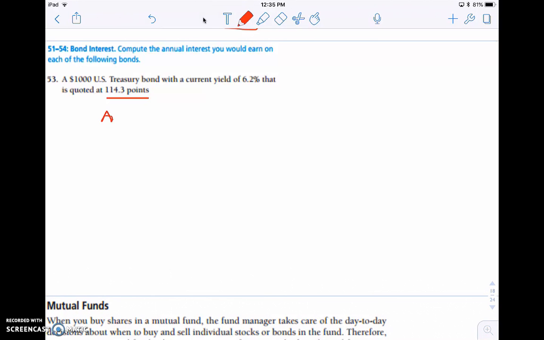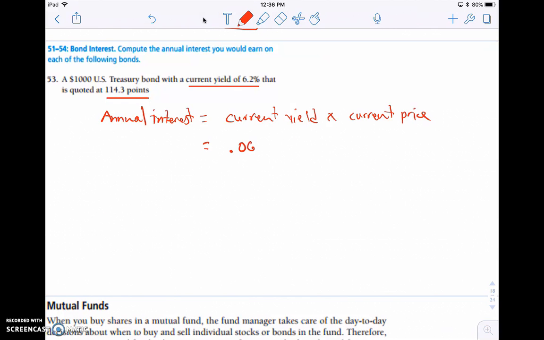Okay, the way we're going to find the annual interest here, annual interest is going to be the current yield. So you'll want to definitely write this down. So it's the current yield times the current price. And that's going to give you your annual interest on your bonds. So our current yield, it gives us right here, is 6.2%. So as a decimal, 0.062. Okay, and then we want to times that by our current price.